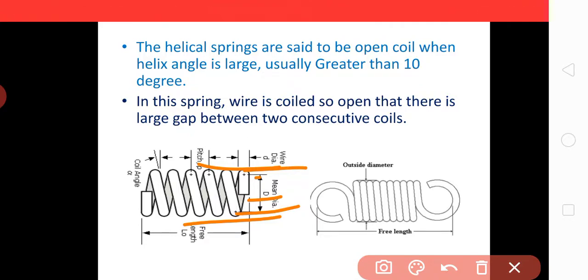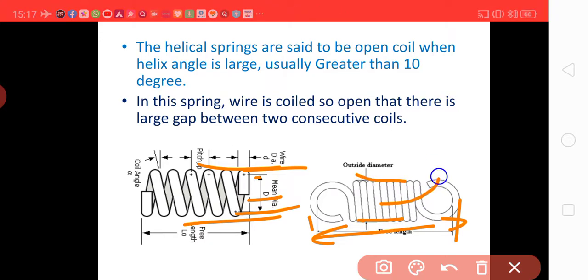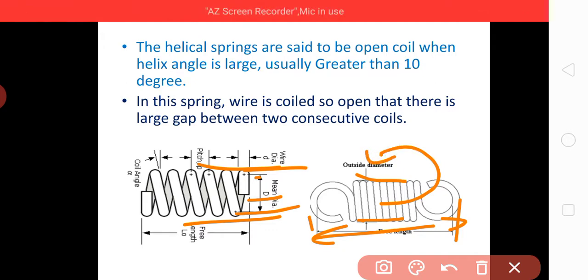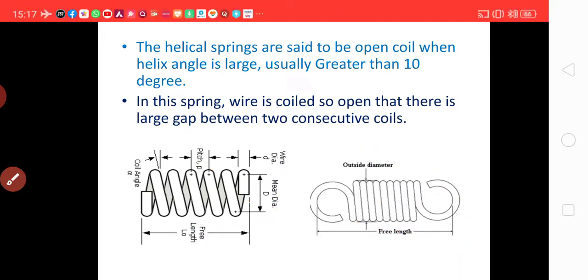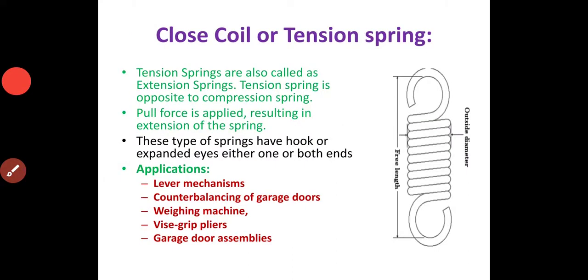For a spring, this is called free length for the closed coil helical spring. This is the outside diameter. This one to this much is outside diameter. Closed coil or tension spring. Tension springs are also called extension springs. Tension spring is opposite to the compression spring. Pull force is applied, resulting in extension of the springs.